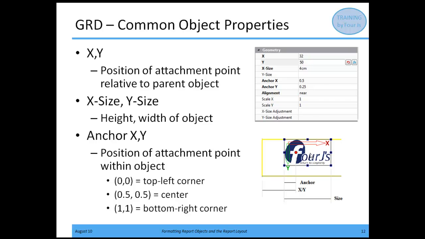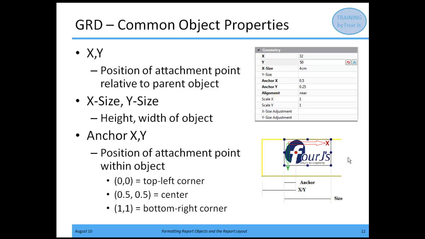You'll remember that when we dropped it in the exact center in one of the earlier labs and demonstrations, we set my anchor X equal to 0.5 and my anchor Y equal to 0.5. And that placed my attachment point in the middle. So within an object, you have your attachment point. Where the attachment point sits relative to the parent is determined by the X and Y properties.